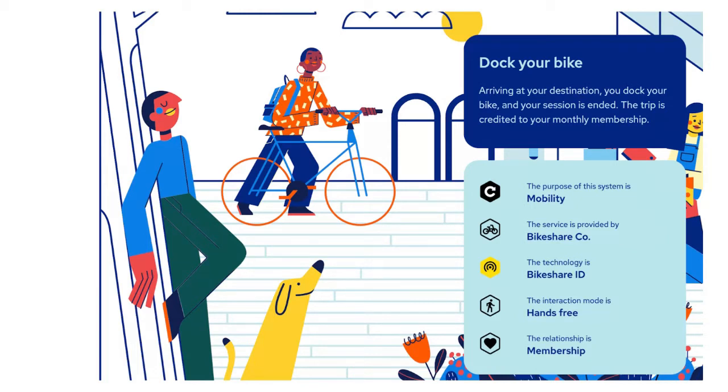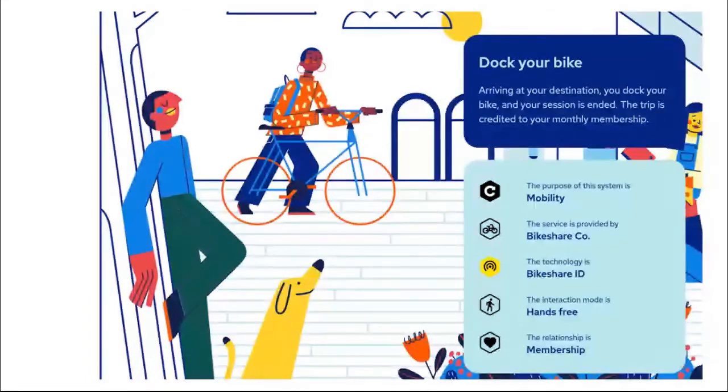So how we look at this is, okay, somebody may use a system tied to mobility, and this service is being provided by Bike Share Co. And let's say it's Boaz Bikes. What's the technology behind it? What are they using? Maybe Boaz Bikes has an ID system, so every time you log in, they know it's you. What's the interaction mode? In some cases, you don't need to touch anything. You just bring out your phone, scan it, and the relationship is you're a member of this community. So in the same way, you may have gone on to crowdfunding and invested in Boaz Bikes.